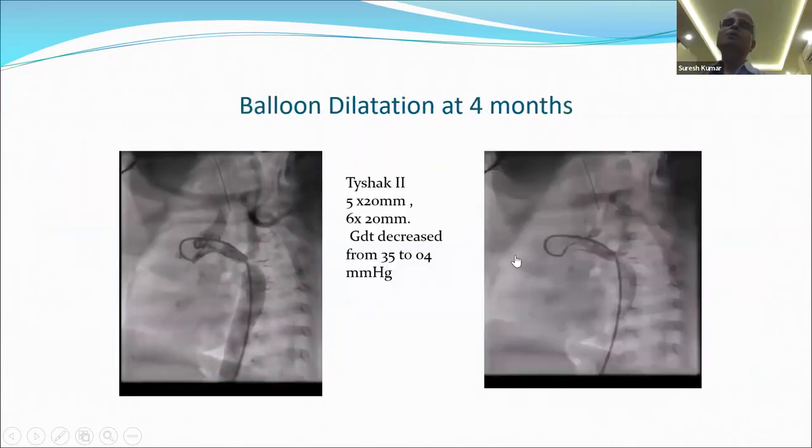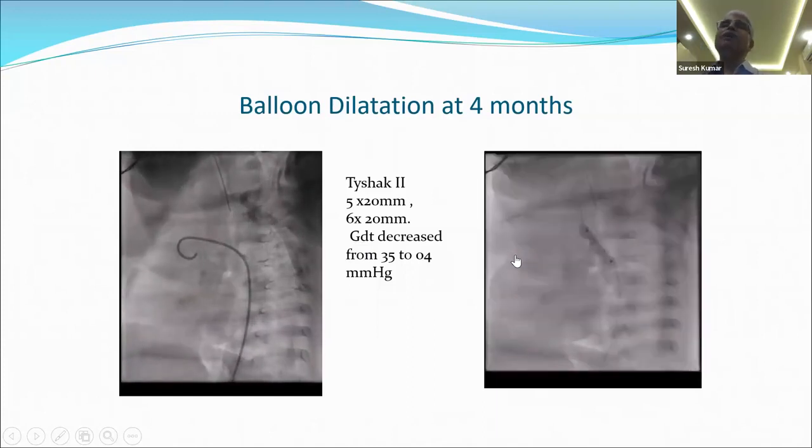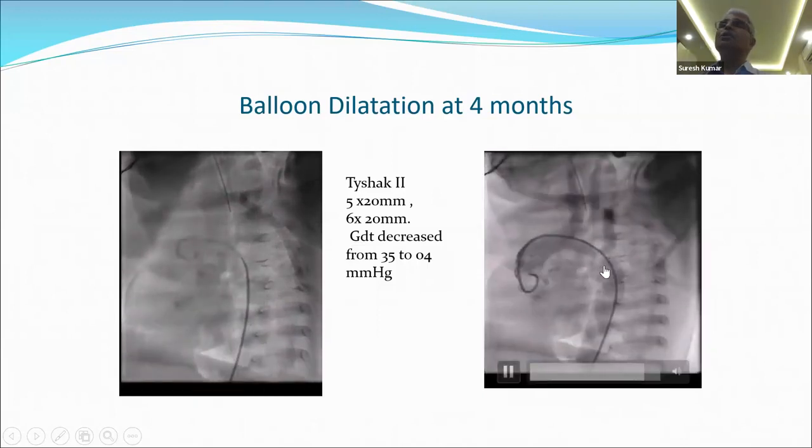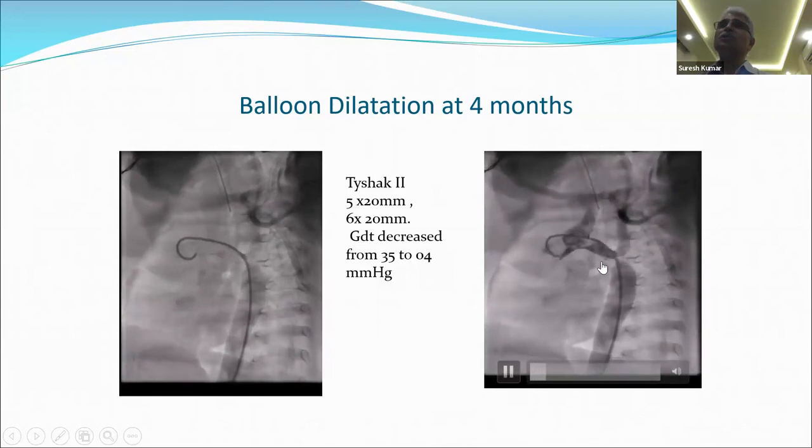And this was the balloon dilatation at 4 months of age, serial dilatation with the Tyshak 2, 5, and 6, with which the gradient had decreased. You can see the tight coarctation here, the balloon being inflated, and the coarctation opening up.